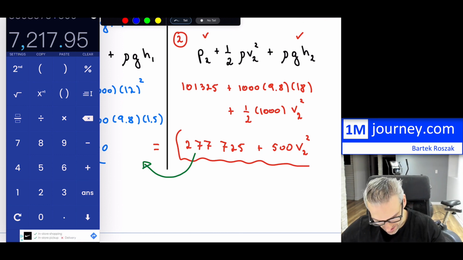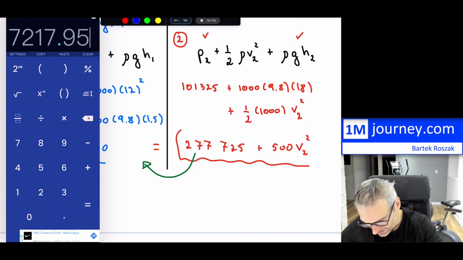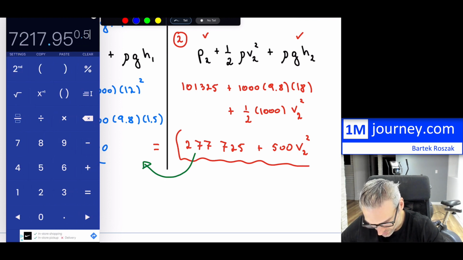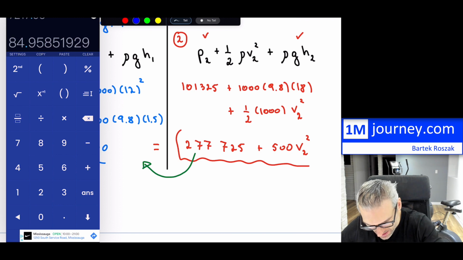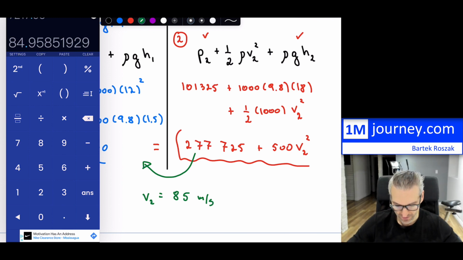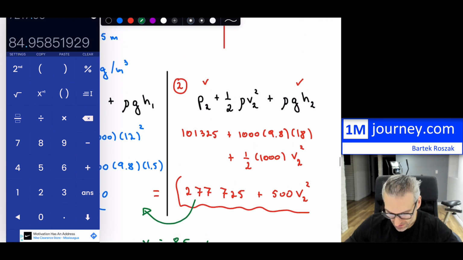So if I take this and take the square root of all of this, I'm going to use exponents, to the 0.5, which is the square root. So it's going to give me exactly what that speed is. So V2 is going to be approximately 8495, etc. So I'll just put it to 85 meters per second. Now you can round it to whatever you like. So that would have been the answer.